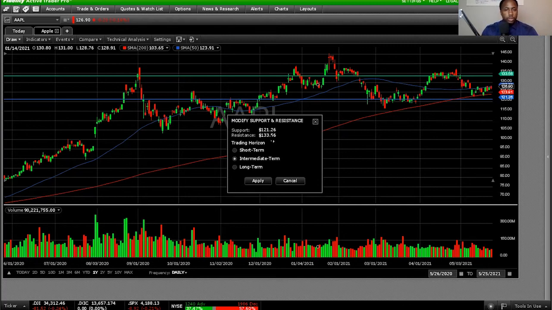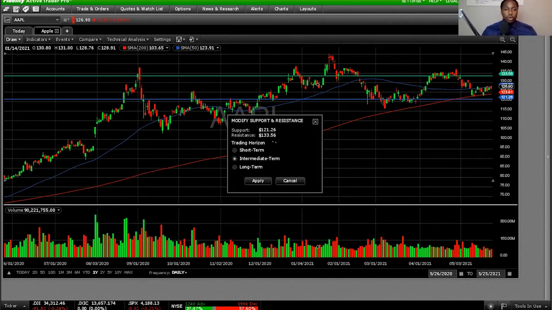So $133.56 is the resistance level for this stock within the last year. That could also be a point where most people tend to either take profits, or look at it as possibly a sell signal if they're a short-term trader and they're really looking at, okay, I want to kind of get in and out of this position.